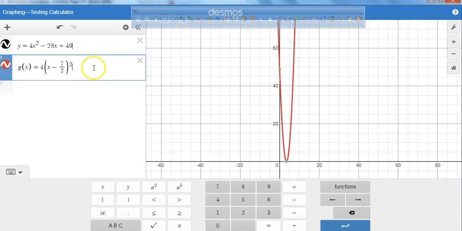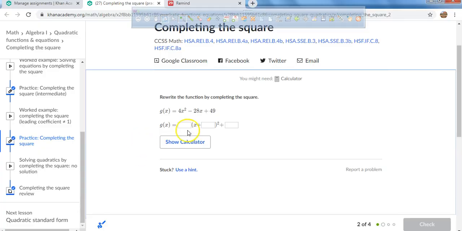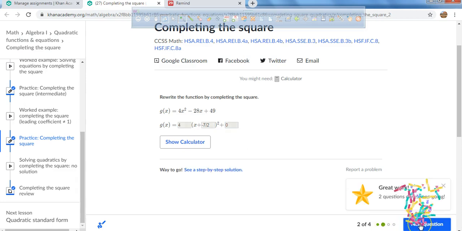Hopefully you can see that these are the exact same function, in standard form and in vertex form. Where's the vertex? Right there at 3.5, comma, 0. So now, type in a 4, put minus 7 over 2. Don't forget that negative, and then right here just put a 0 to fill that in, and you're done.